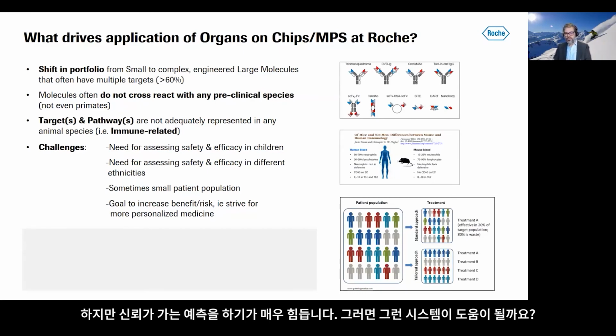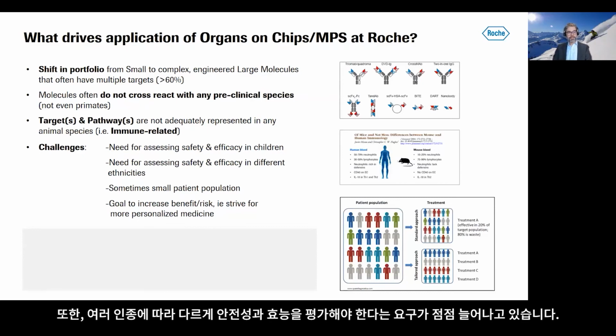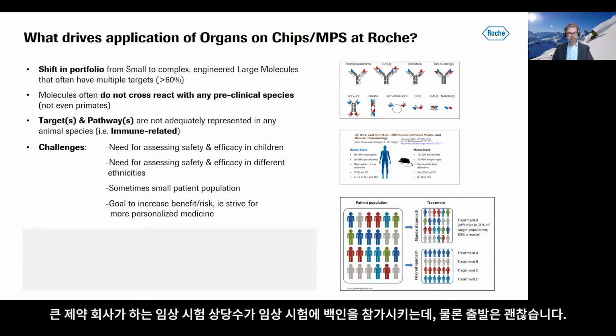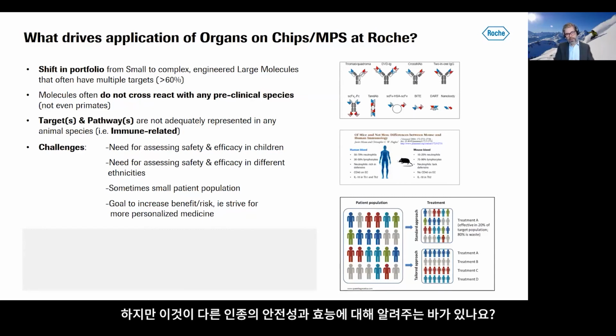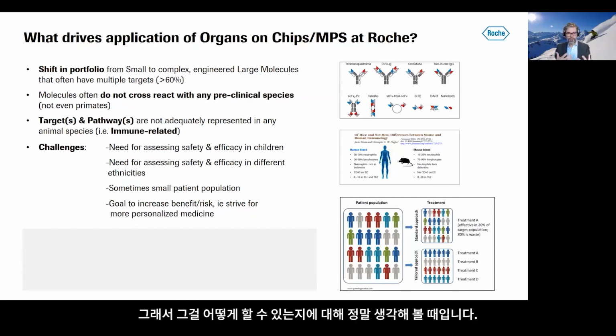So could those systems be of help? There's also a growing need to assess the safety and efficacy in different ethnicities. Many of the clinical trials that the big pharma companies are conducting include Caucasians in their trial, which is certainly a good starting point. But what does this tell us about the safety and the efficacy in other ethnicities? So we should really start thinking about how to do that.